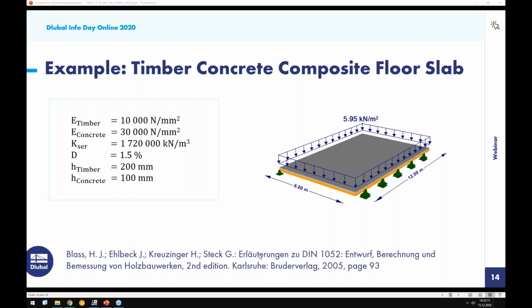It's from Erläuterung zu DIN 1052, or DIN 1052 in German. It is the guideline for the old German timber code, and on page 93 you can follow this example. They did this example by hand calculation with analytical equations, and we compare the results now with the FEA analysis. We have a slab 8 meters by 12 meters, and the mass is 595 kilograms per square meter.